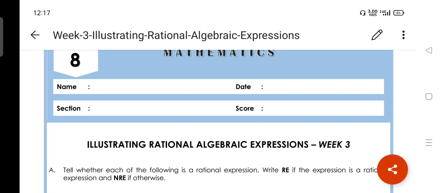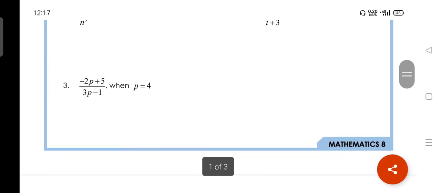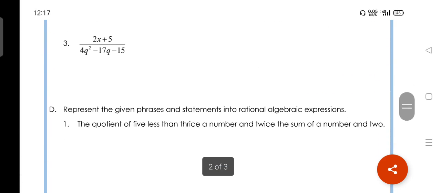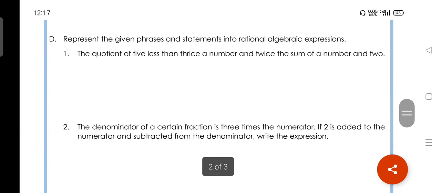This time, we're going to answer the last part of your week 3 worksheet on illustrating rational algebraic expressions. Okay, and that's letter D. Represent the given phrases and statements into rational algebraic expressions.